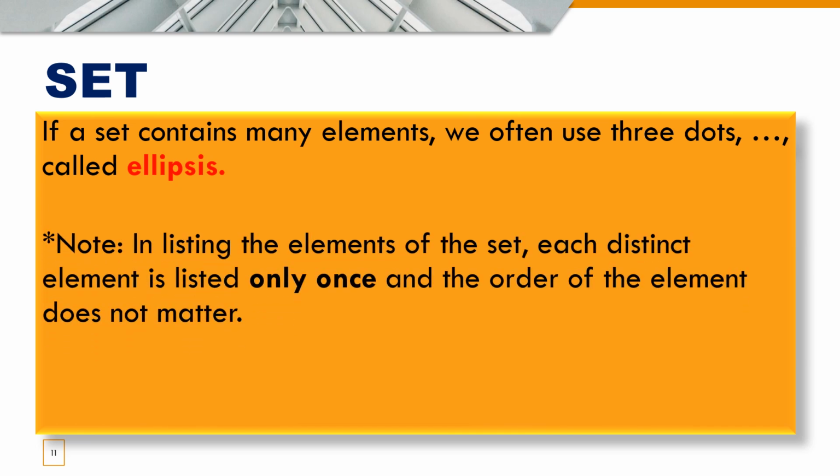Remember that in listing the elements of the set, each distinct element is listed only once, and the order of the elements does not matter. Ibig sabihin, pag yung members natin or elements ay bumabalik, hindi na natin isusulat siya uli. Kailangan isang beses lang nating isusulat ang element dun sa set.